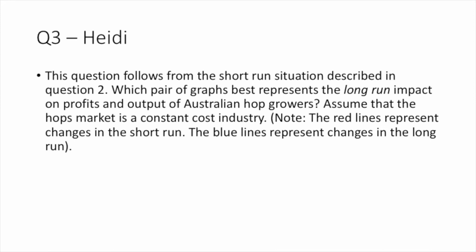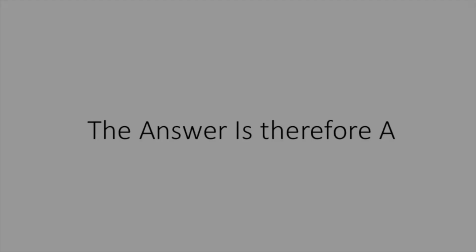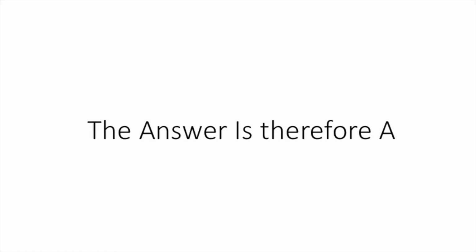break-even point. However, at this equilibrium point, even though the prices of hops will be lower, there will be greater industry output as there are a greater number of hop producers in the market. The answer is therefore A.